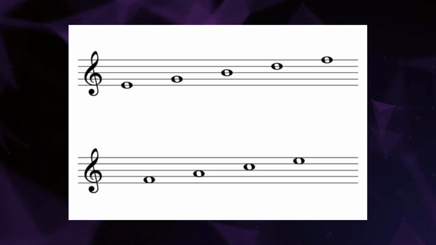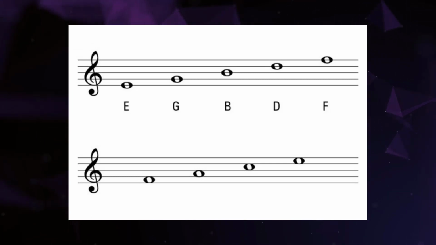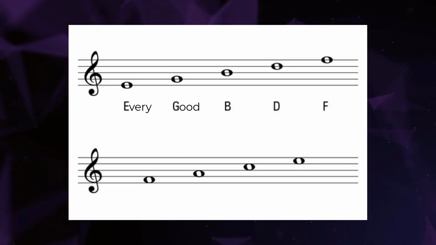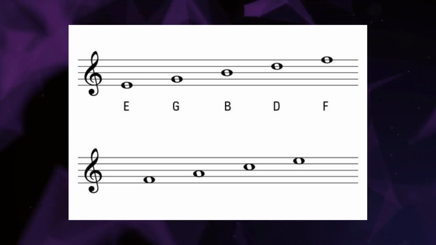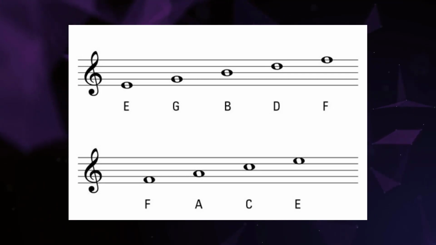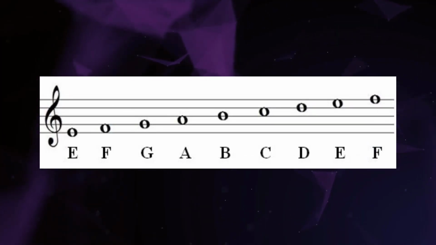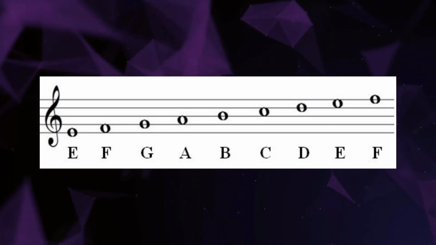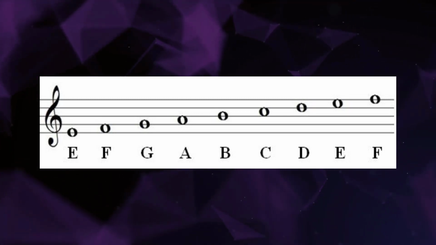The notes on the lines of the treble clef are E, G, B, D, F. A helpful acronym to recognize this is every good burger deserves fries. The notes on the spaces of the treble clef spell F-A-C-E, starting from the bottom going up. As you go higher on the staff, the letters go forward through the alphabet from A to G before restarting at A.